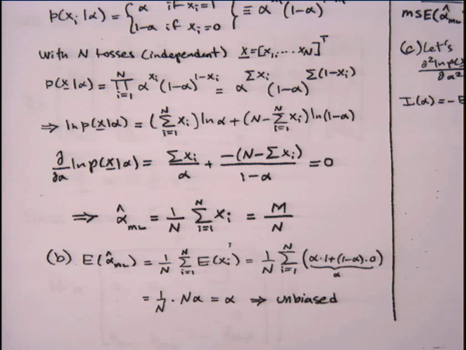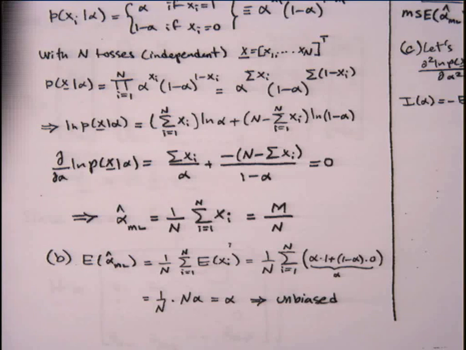Okay, and now you want to see if it's unbiased. The question is asking you, is this an unbiased estimator? It's actually asking you find the mean squared error of this maximum likelihood estimator. So you're going to do two things. You're going to find the bias, you're going to find the variance, you're going to add the variance to the square of the bias, and you're going to report to me the mean squared error. Okay, so here's the expected value of alpha hat. It's unbiased because it's equal to alpha.